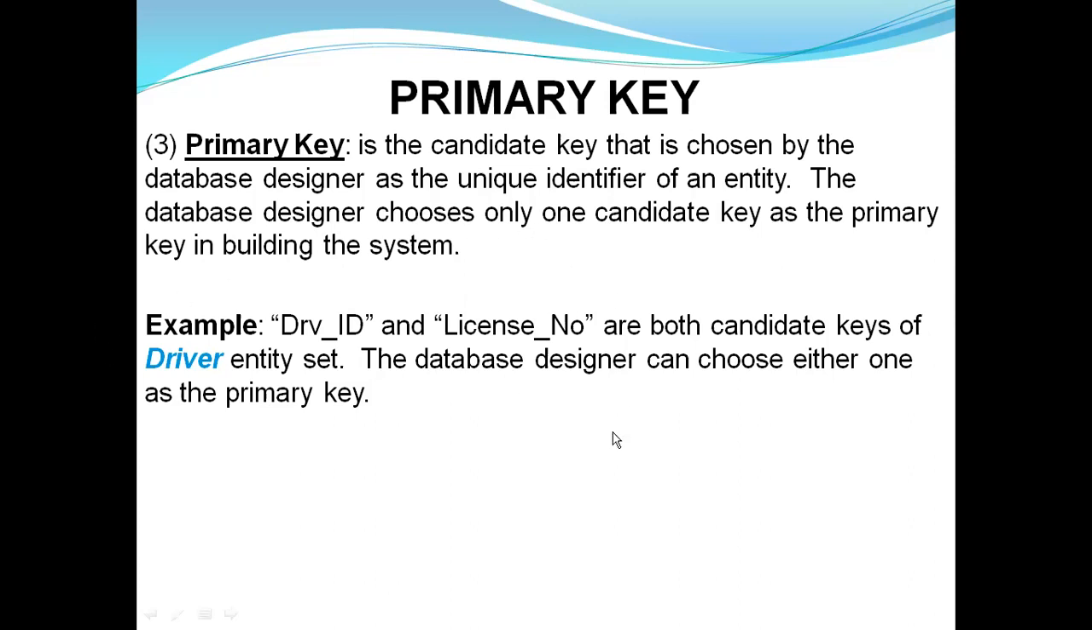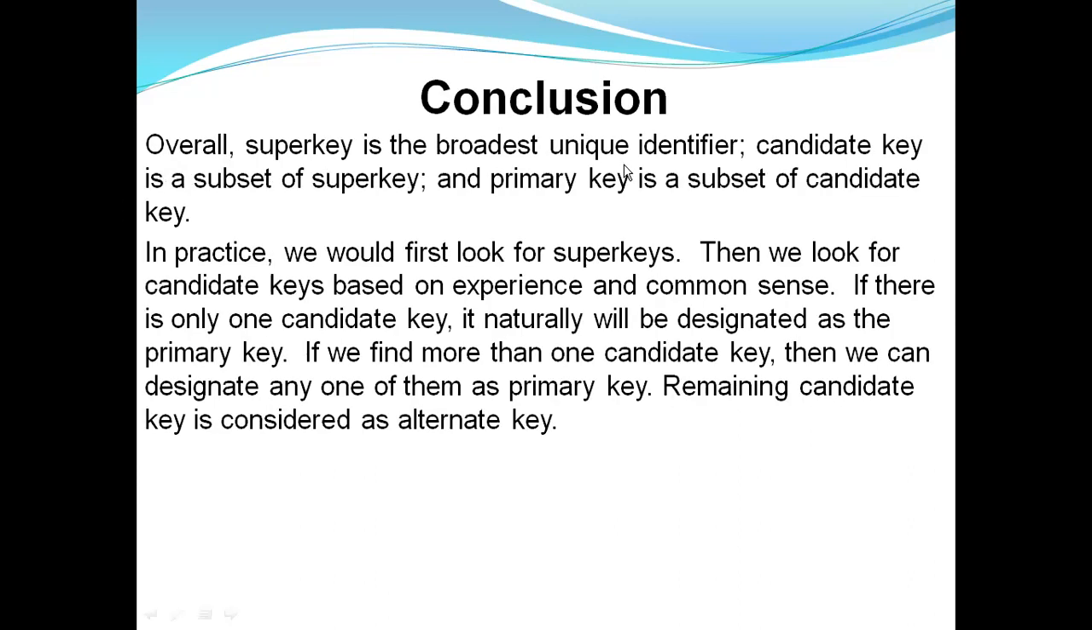Now here we take an example. Driving ID, license number. Both are candidates. One can be chosen as primary. If driving ID is chosen as the primary key, then license number will be considered secondary. Simple here. So the conclusion is super key is the broadest unique identifier, candidate key is a subset of super key, and primary key is a key which is chosen by the database designer from the candidate keys.